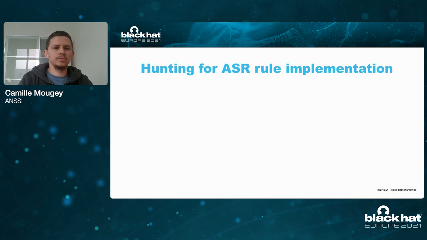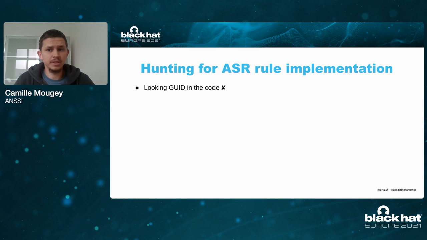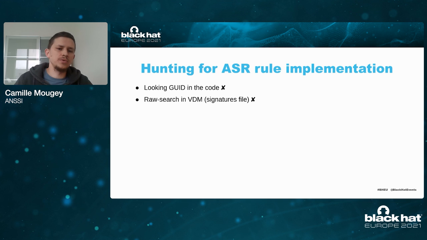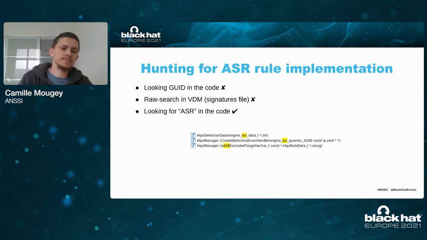We are trying to find first where the rules are actually implemented. The rules are designed using a unique UID, so I can search that UID and try to find where it's defined. First, we can try to find it in the MP engine, which is the main DLL of Windows Defender, and we don't find anything yet. So we can try to raw search them in VDM files, but no more results.